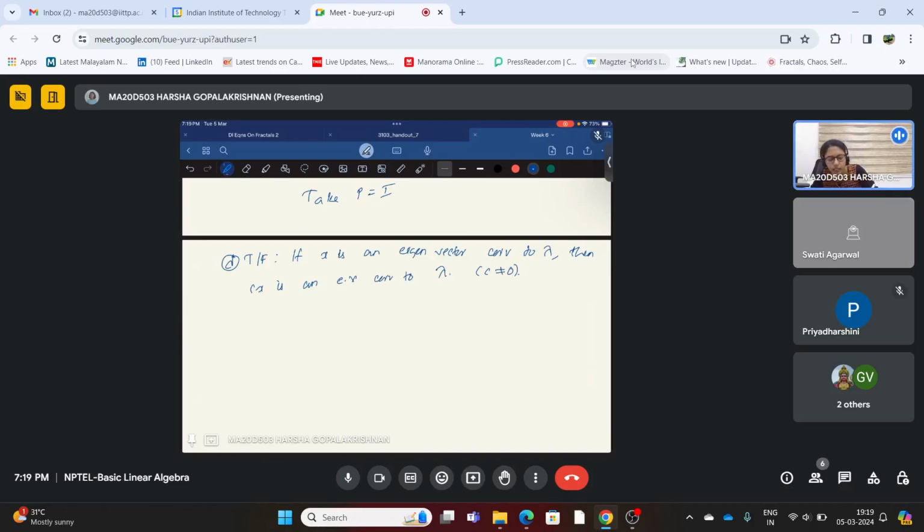See, the only thing is, if C equals 0, what will happen? Cx equals 0. Then we cannot say it is an eigenvector, correct? Eigenvector means a non-zero x such that Ax equals lambda x. That is why I am excluding the case C equals 0. Now, when will we say Cx is an eigenvector corresponding to lambda? Definition.